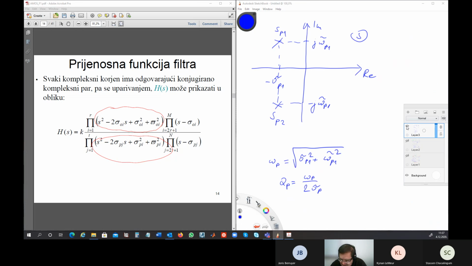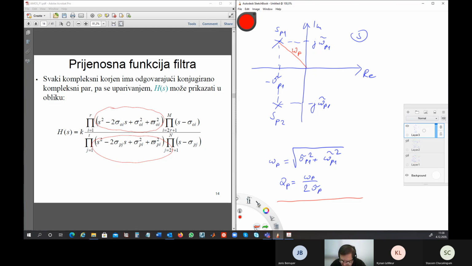Okay, and then we can say physically what is the meaning of omega p. This is omega p, but without the tilde. And the pole quality factor Q p says how near the pole is to the j omega axis. If it is nearer to the right, to the imaginary axis, then Q p is larger because sigma p is smaller.